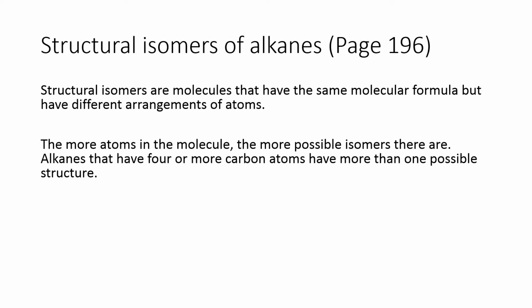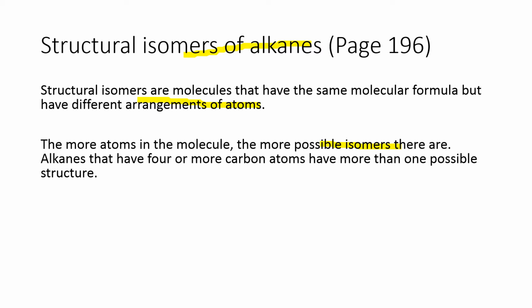So it says here, structural isomers of alkane. Structural isomers are molecules that have the same molecular formula but have different arrangement of atoms. The more atoms in the molecule, the more possible isomers there are. So today we're looking at something new here. We're talking about structural isomers. You need to know what a structural isomer is. When we're talking about structural isomers, they have the same molecular formula, but they have different arrangement of the atoms. So what does it mean? It means the structure will be different, but the molecular formula remains the same.